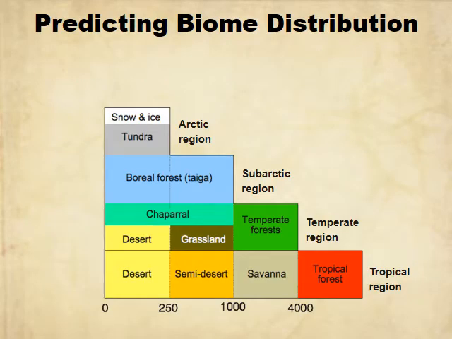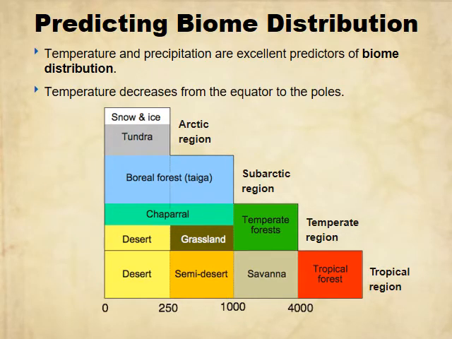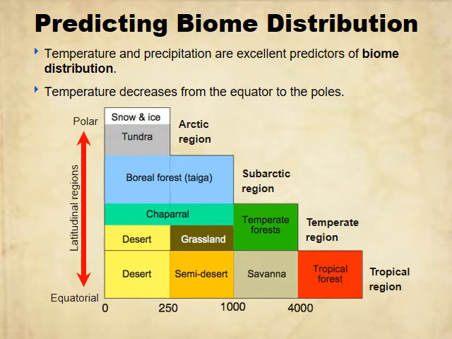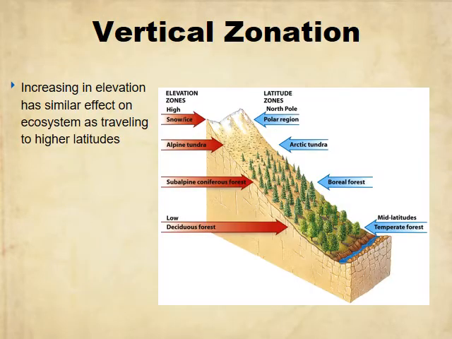So, predicting biome distribution. Temperature and precipitation are excellent predictors of this, and temperature, as you know, decreases from the equator to the poles. So it gets colder the further away from the equator that you move. You'll see by the desert, you'll have these tropical forests, savannas, semi-deserts, and deserts, and then towards the poles, you'll have snow and ice, tundra, and stuff like that. That's your annual precipitation there.